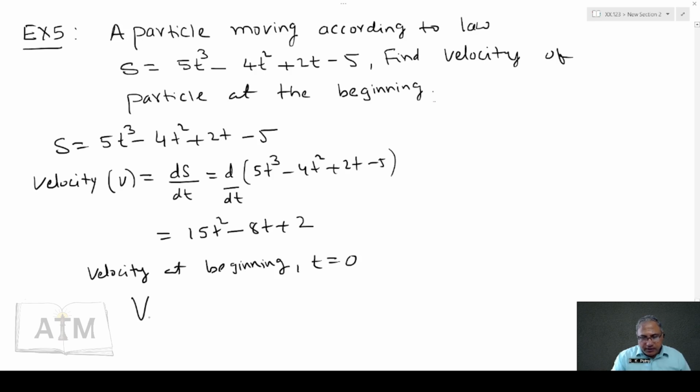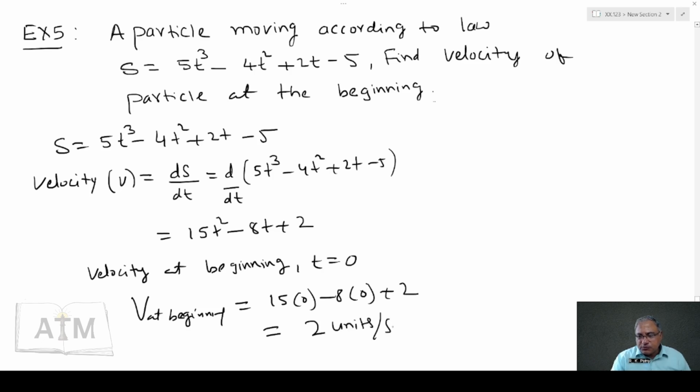So v at the beginning equals 15 into 0 minus 8 into 0 plus 2. So that is 2 units per second, because the system is not given. We don't know under what system. Therefore, we are writing 2 units per second.